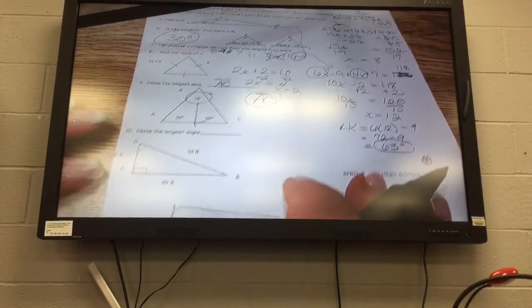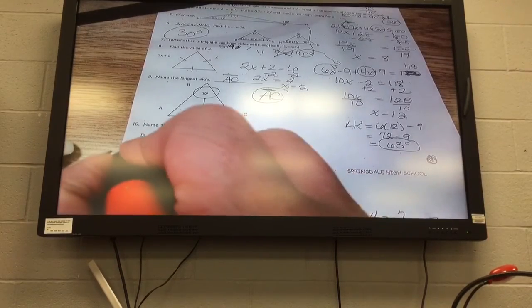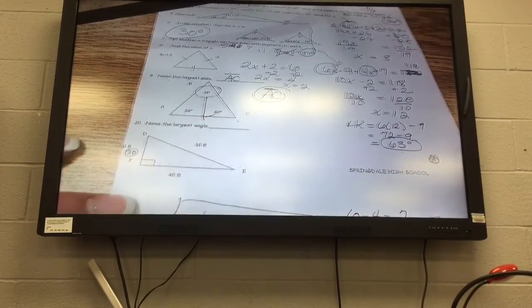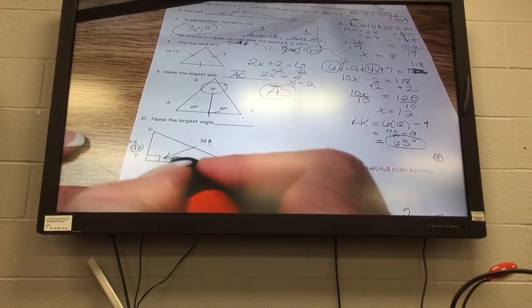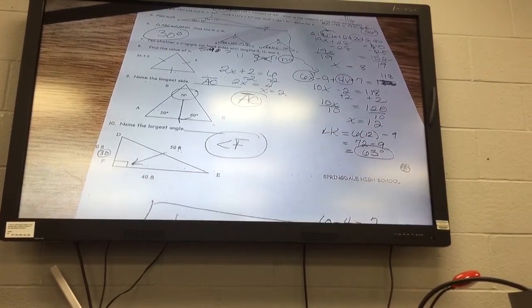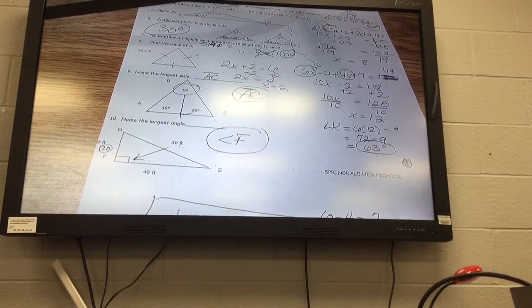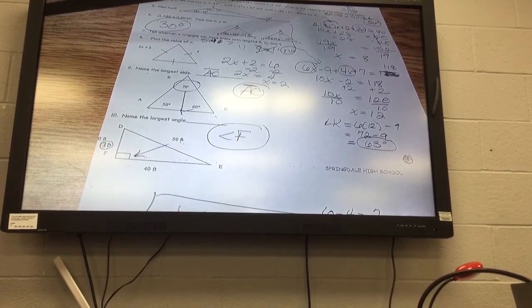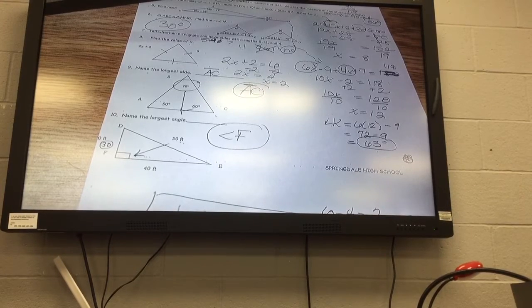Name the largest angle. The largest angle is across from the biggest side, and I believe this should be a 30. It's just cut off here. So the biggest side is 50, so across from the biggest side is 90, and so that would be angle F is my biggest side. Biggest is across from biggest, smallest is across from smallest. Questions on that? What questions do you have?